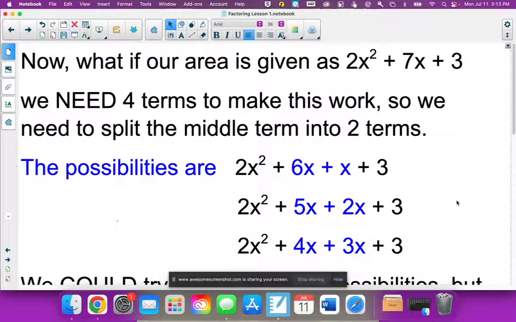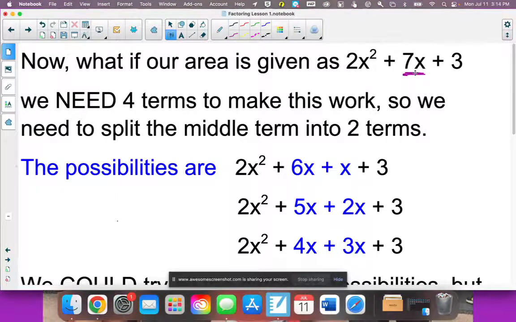Okay, so we need to split our middle term, right? This middle piece right here. We need to split that into 2 pieces, into 2 terms, right? Because we cannot split the first or the last ever, ever, ever. It just doesn't work that way. Okay, so we're always going to be looking at the middle term.